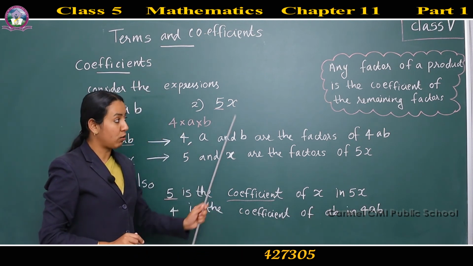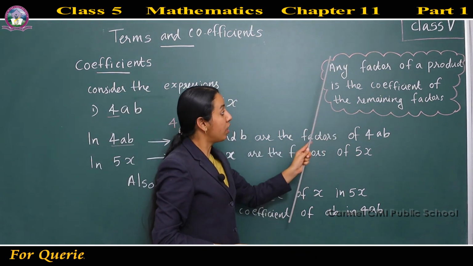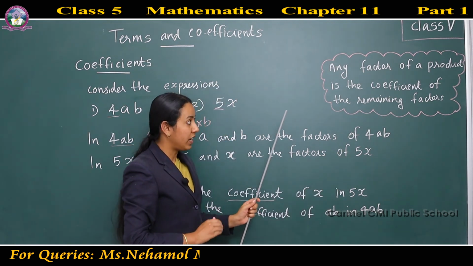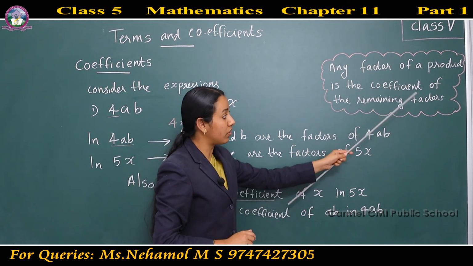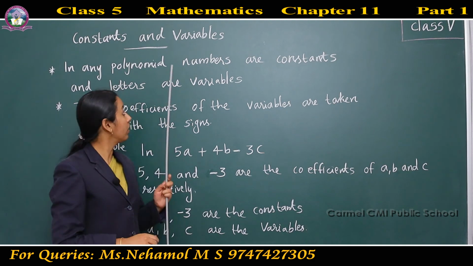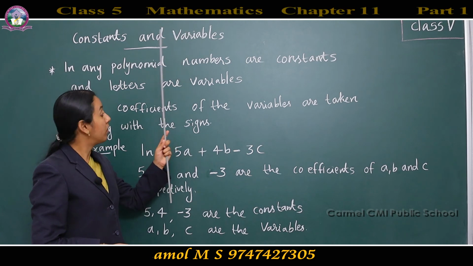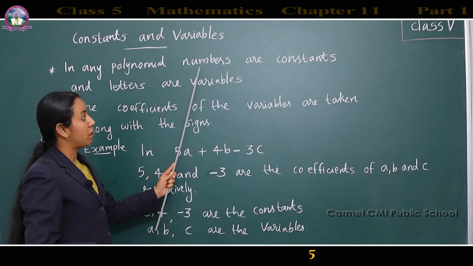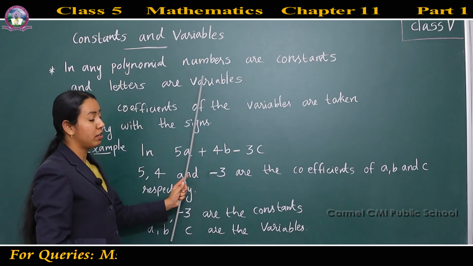So what do you mean by coefficient? Any factor of a product is the coefficient of the remaining factors. Next topic, constants and variables. You know what is a variable, right? Then what is a constant? In any polynomial, numbers are constants and the letters are variables.